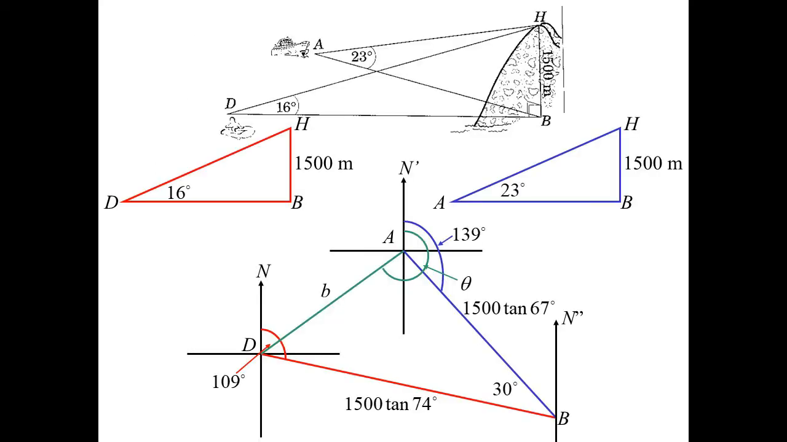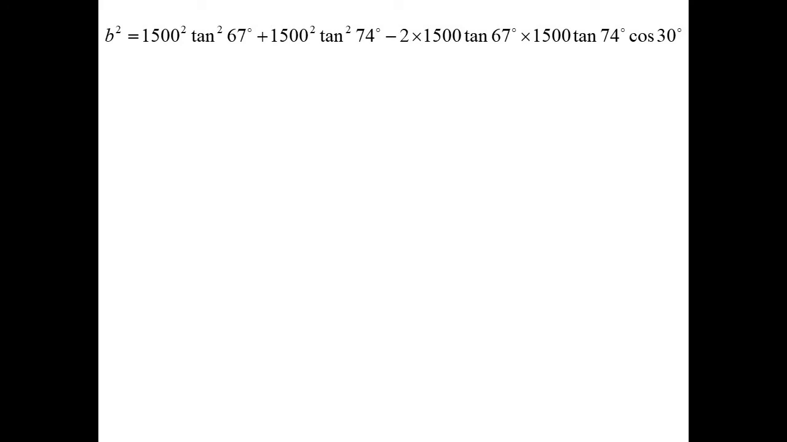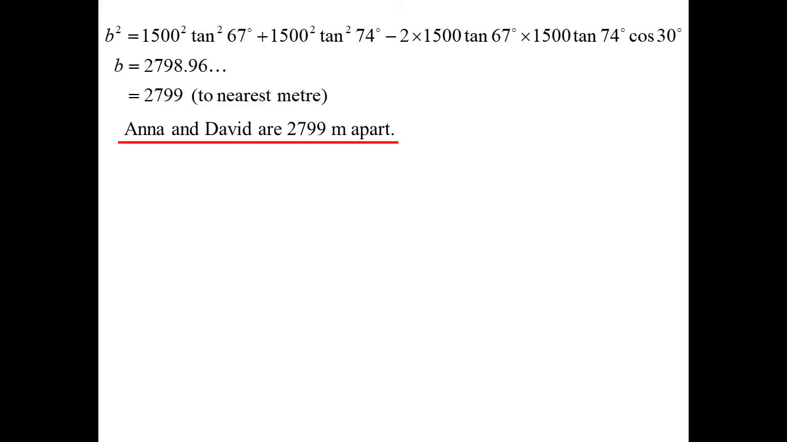We now have an angle. I think we've got all we need for a cosine rule, haven't we? So b squared is equal to this wonderful expression right here: 1500 squared tan squared 67 plus 1500 squared tan squared 74 minus 2 times 1500 tan 67 times 1500 tan 74 cos 30. 2,799 metres. You're talking 2.8 kilometres. No wonder she couldn't see him. Long way away. That's how far apart they are.